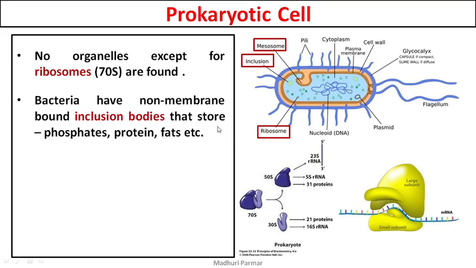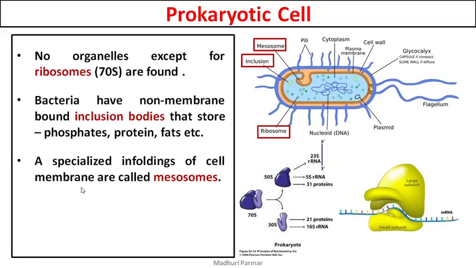These inclusion bodies store phosphates, polyphosphates, meaning a lot of phosphate will be stored. It can store protein, they are protein aggregates. They can also store polyhydroxybutyrate, which is a sort of fat. So they store fats. They can also store glycogen, which is a polysaccharide, right? It is a polymer of glucose. So that is what inclusion bodies are. Clear? They are nothing but aggregates or granules of different things.